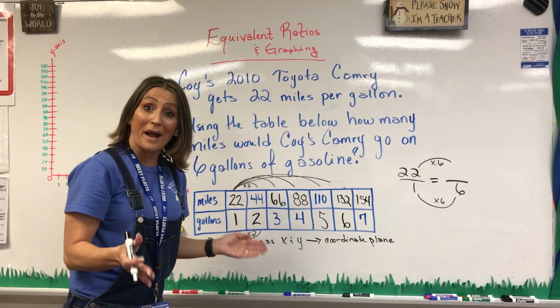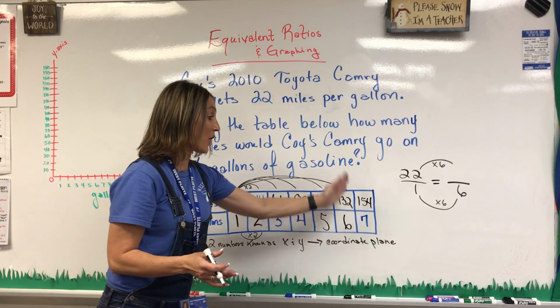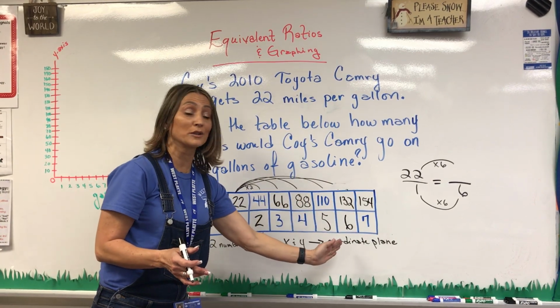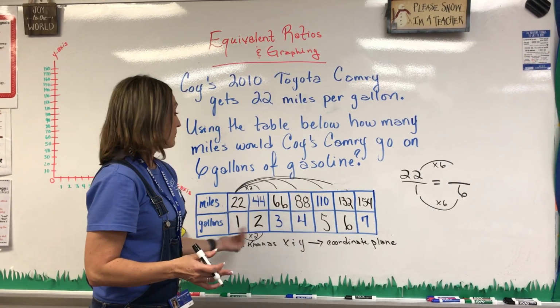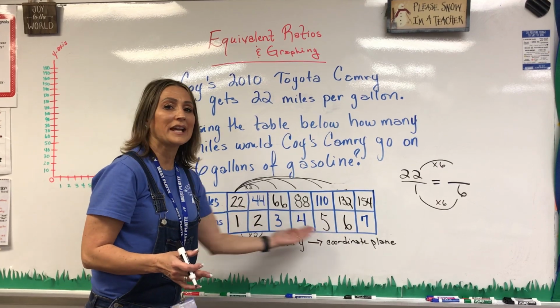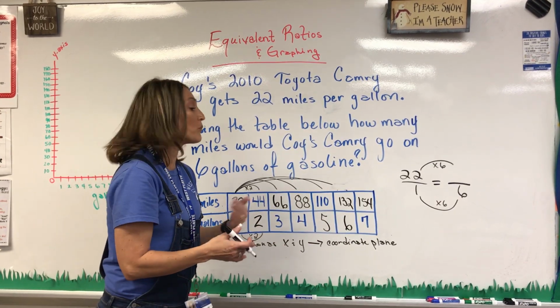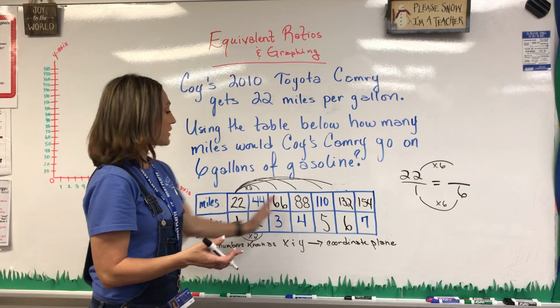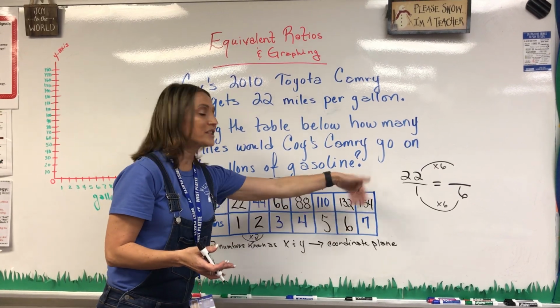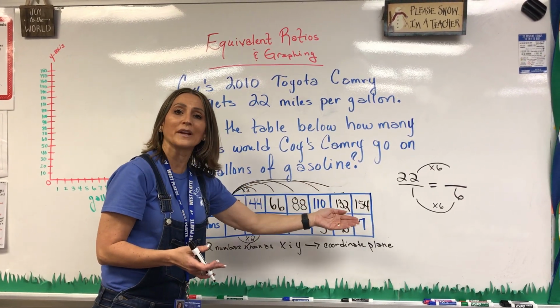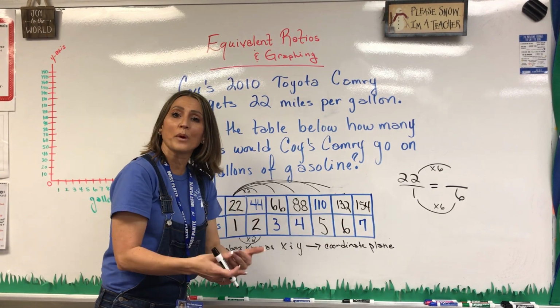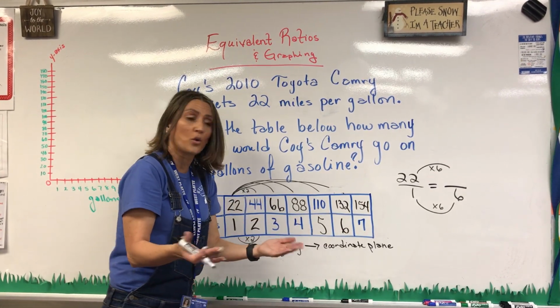Now I know a lot more about Coy's car. I definitely know here how many miles Coy goes on 6 gallons of gas. But if I want to relate Coy's car in any other way and show someone more about his gas mileage, then I'll want to fill out the table to create a few more extra equivalent ratios so that I could give someone more data and information on Coy's car.